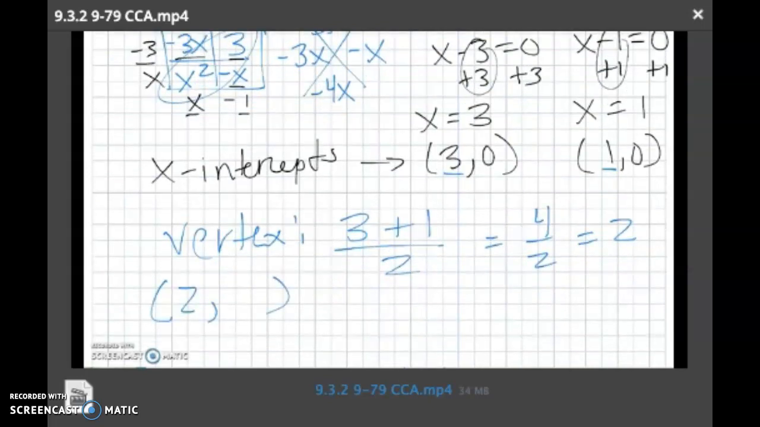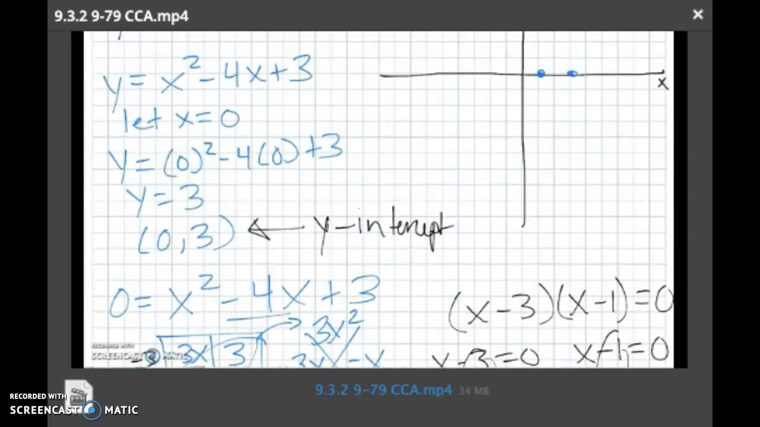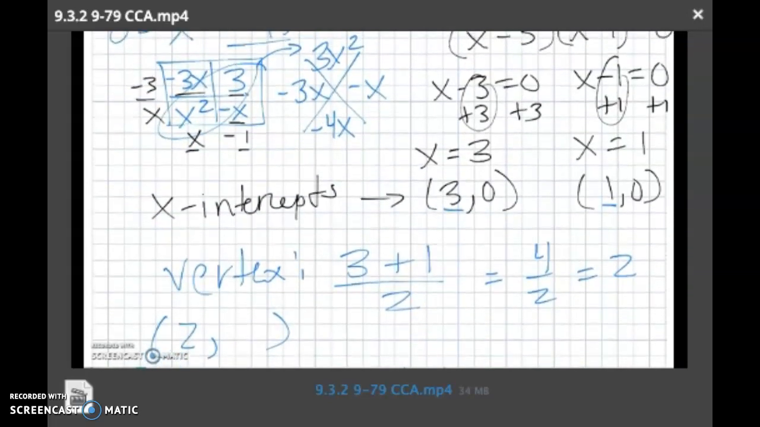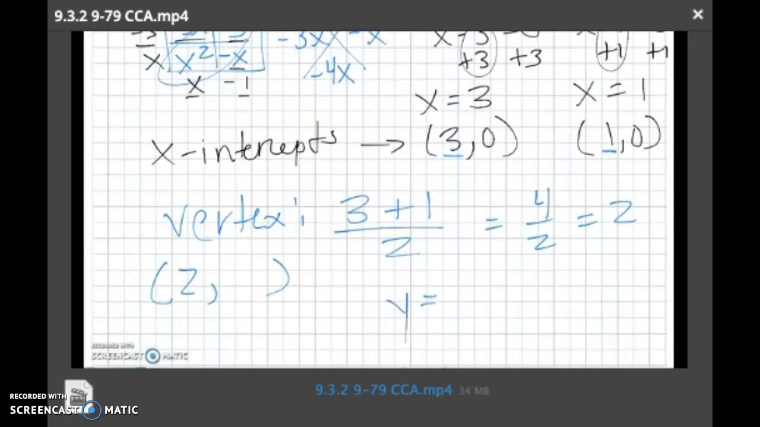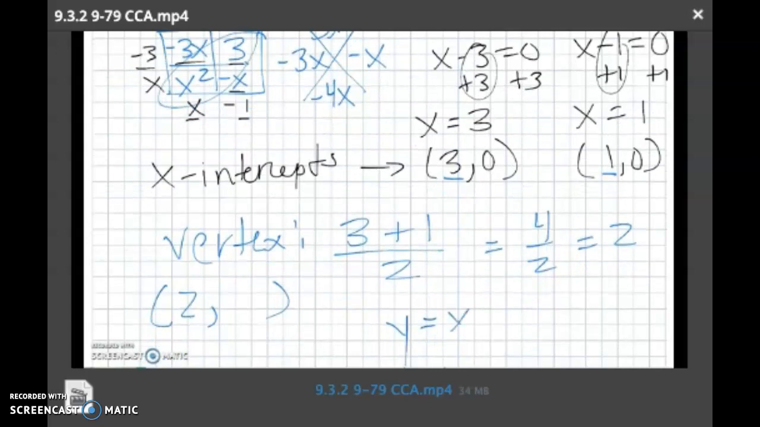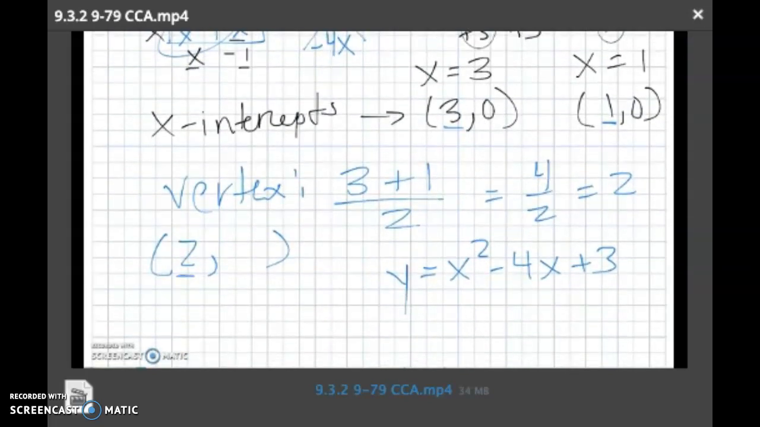Now to get the y-coordinate, I'm going to need to just take 2 and put it into my original equation and solve for y. So my equation was y equals x squared minus 4x plus 3. All right, so I know that the x coordinate of my vertex is at 2. So I'm going to replace my x's with 2 and solve for y.